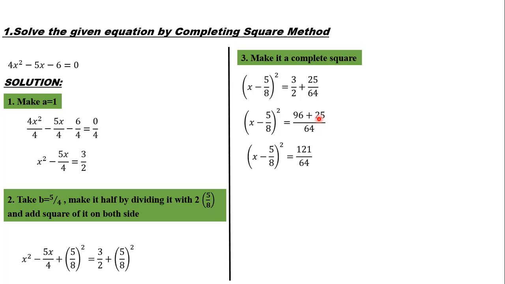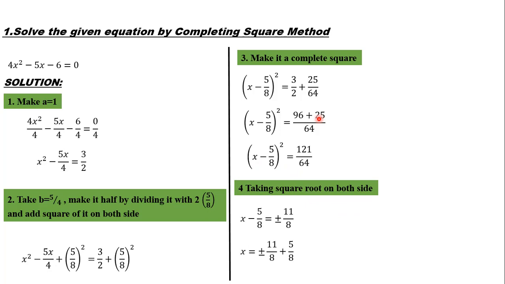Now we can take the square root on both sides to simplify it further. So taking the square root on both sides will give us x minus 5 over 8 equals plus minus, the square root of 121 is 11, the square root of 64 is 8. If we further simplify it, we are going to get x equals (11 plus 5) over 8, which equals 2, and x equals (minus 11 plus 5) divided by 8, and this is equal to minus 3 over 4. So the values of x are 2 and minus 3 over 4.